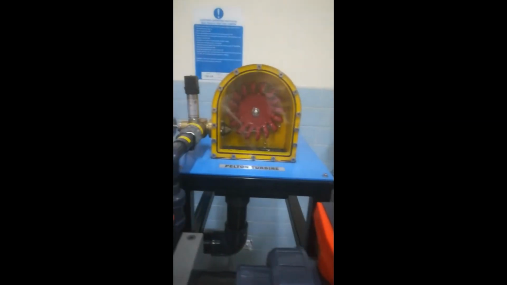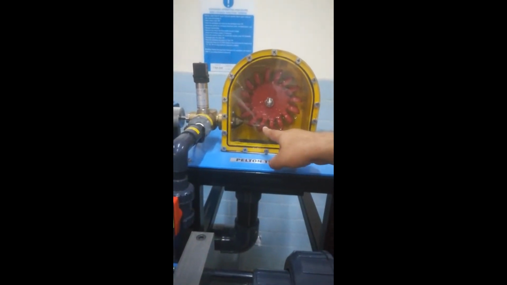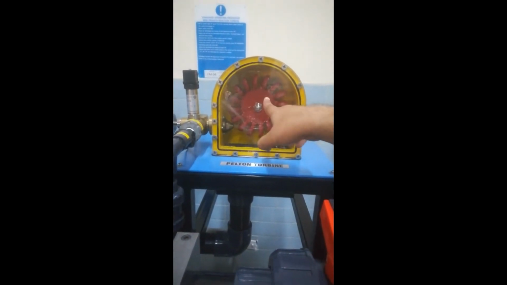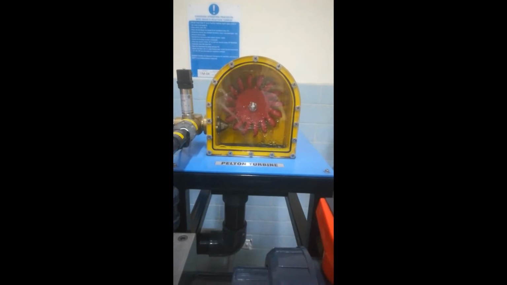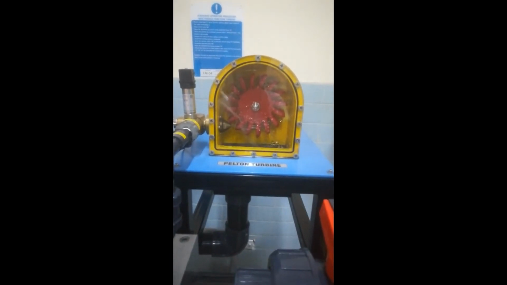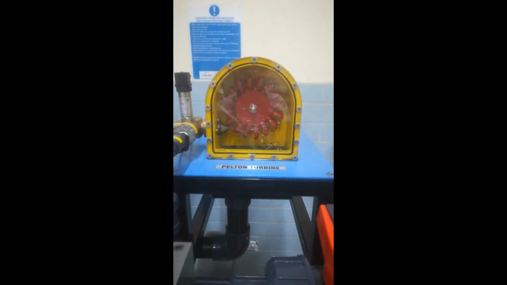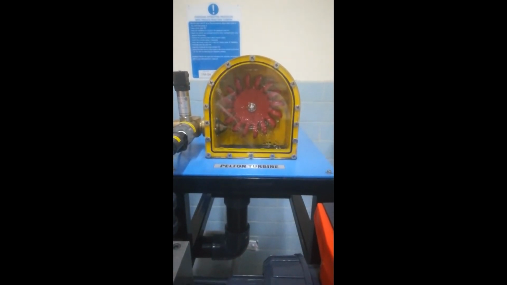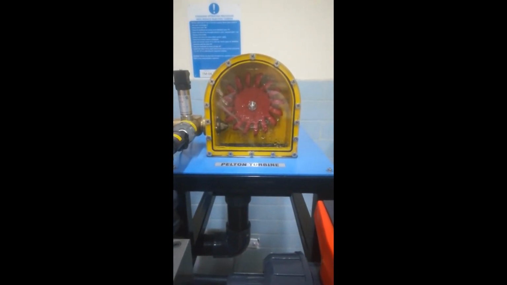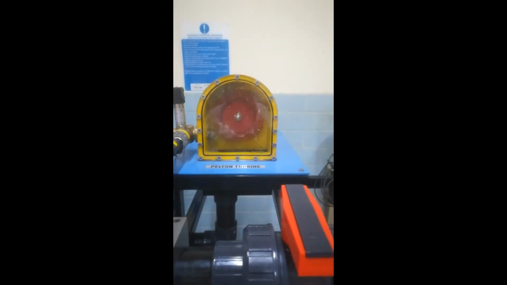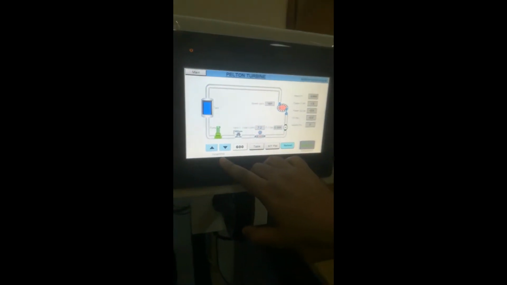At 450 RPM water is entering the Pelton wheel turbine, but the runner is not running. So we will increase the pump RPM and see where it starts running. At 600 RPM of the pump, the Pelton wheel starts.